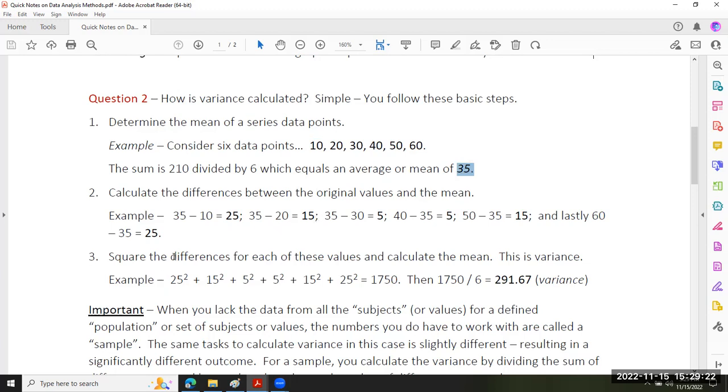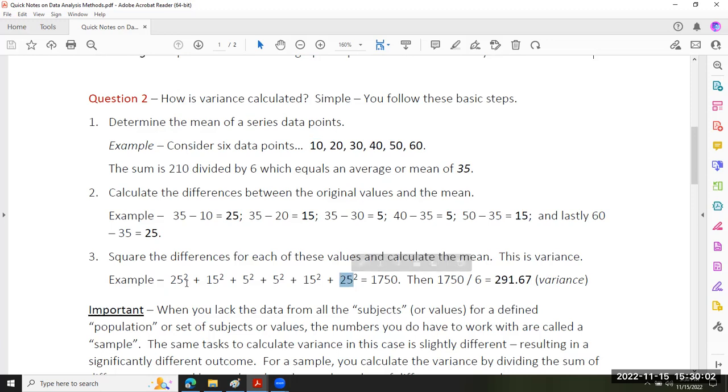Then I square the differences between each value and the mean. And that gives me a total. And I divide by 6 again, and this gives me the actual quantity we call variance. So what happens there? My first value is 25. I square it. My second value is 15. I square it. My third value is 5. I square it. My fourth value is 5. I square it. My fifth value is 15. That's this one right here. And my last one is 25.